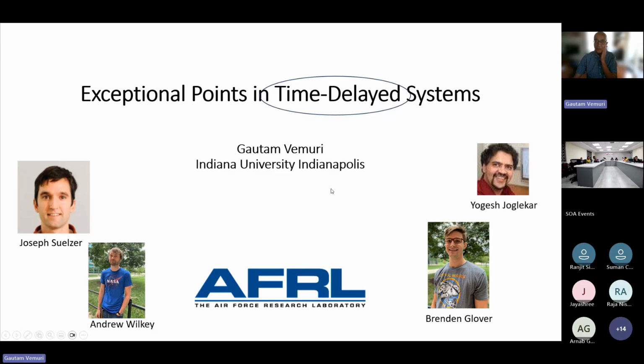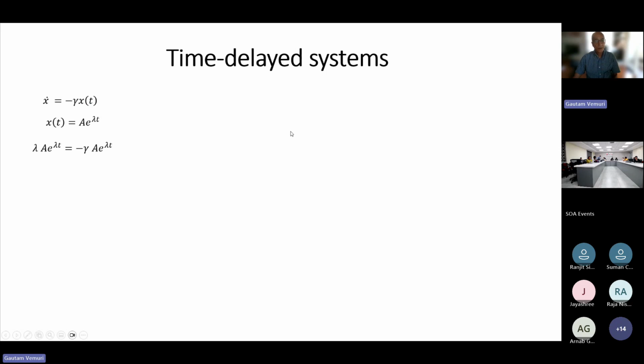So what I'm going to do is, there are two buzzwords in this title. There's this whole time-delayed system, and then there is this term exceptional points. So let me begin there. What do I mean by time-delayed systems? Let us start with this familiar differential equation. This is the linear decay equation that we encounter in undergraduate physics very early on.